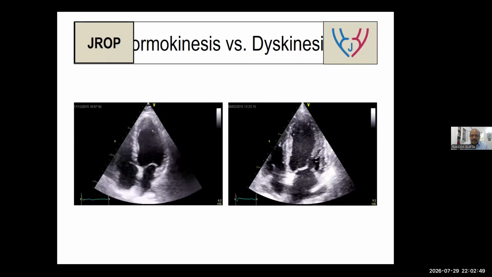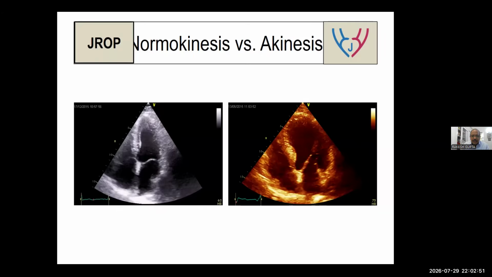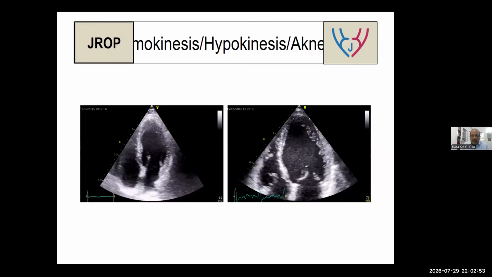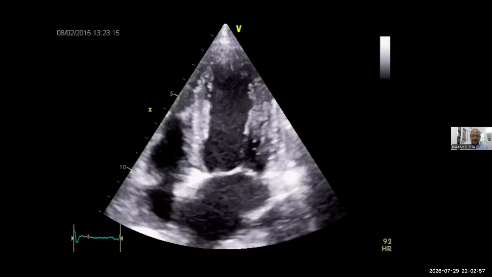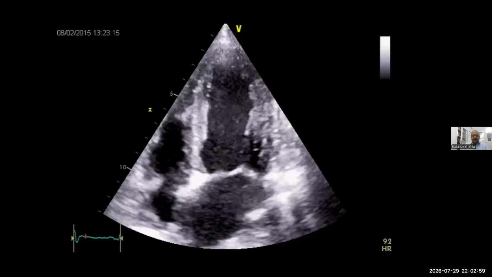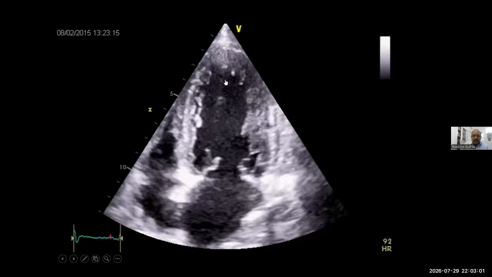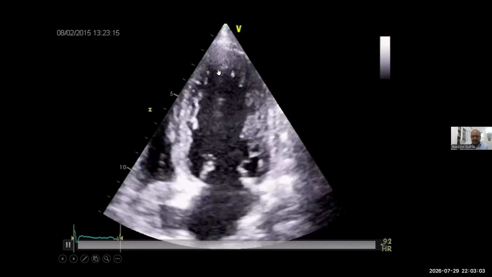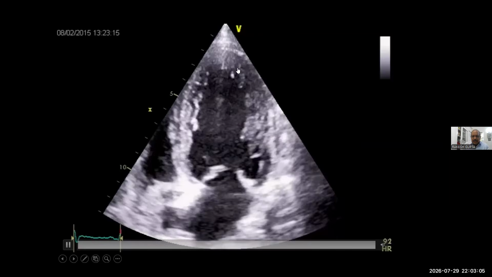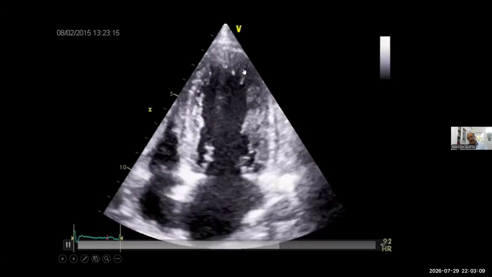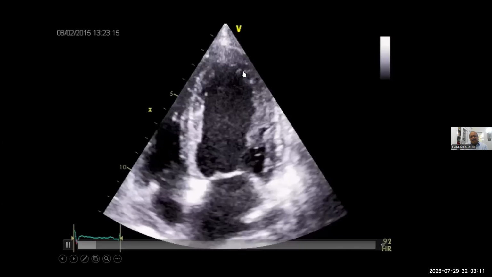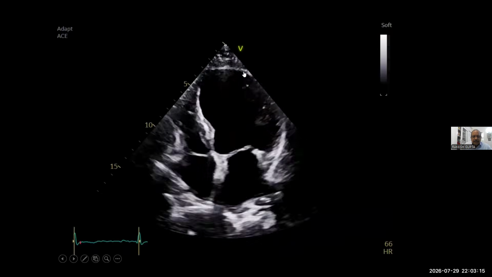Now, the tethering effect is when a hypokinetic segment is pulled by a normokinetic segment. Now look at this segment. This segment has got a dyskinetic phase. But these muscles are contracting. When these muscles are contracting, the chances of forming an aneurysm would be much less as compared to true aneurysms.